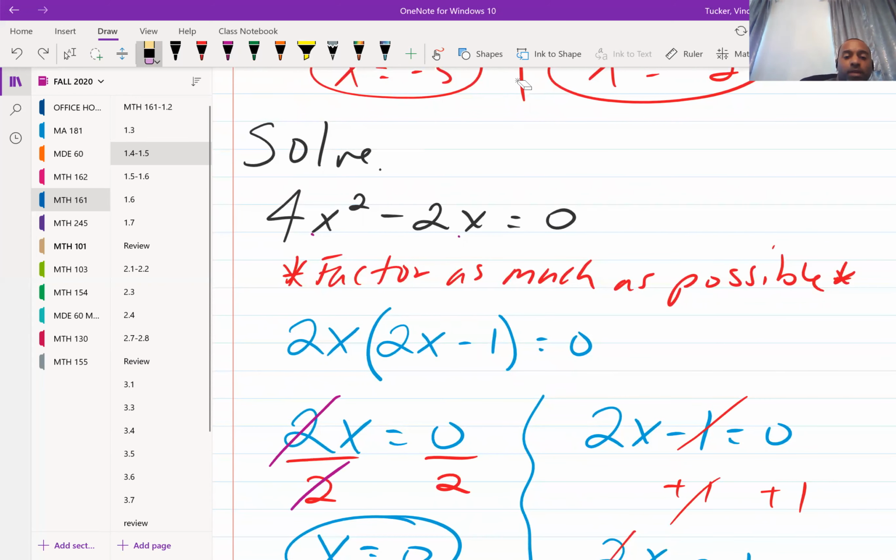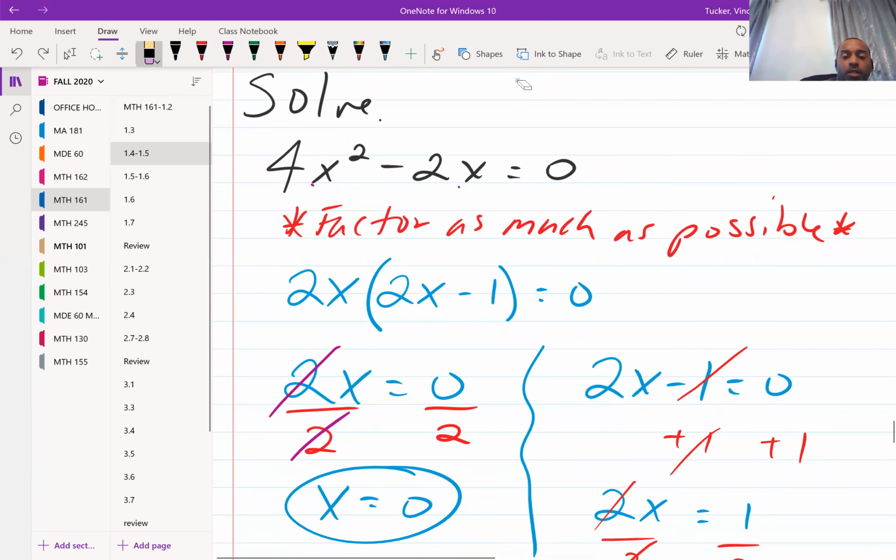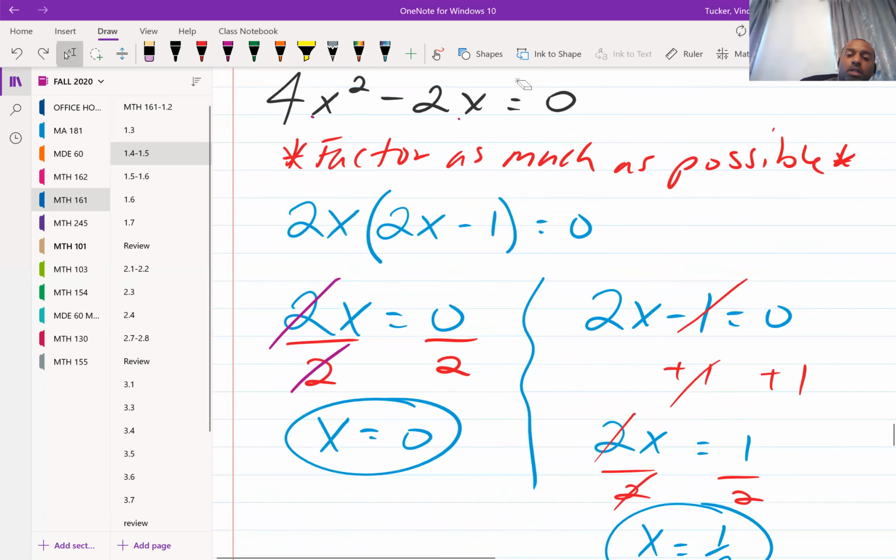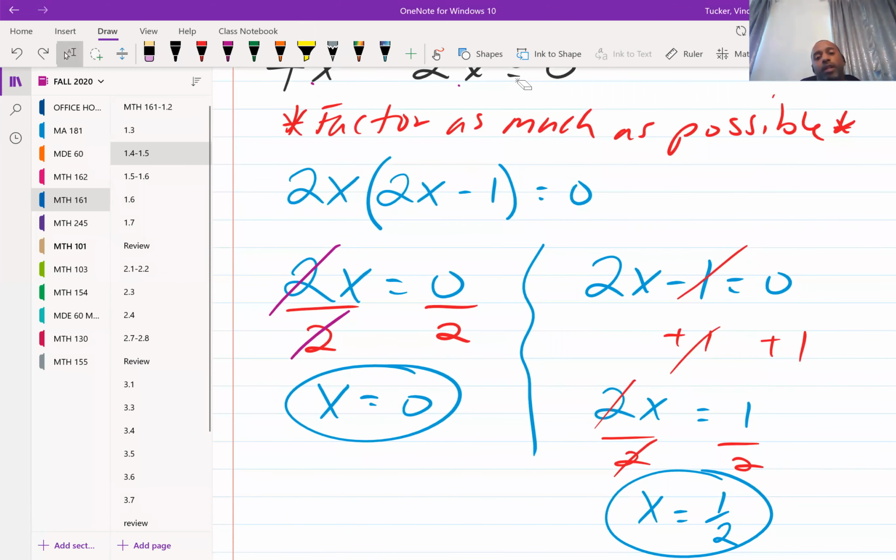So in the first one, I'll divide both sides by 2. X is equal to 0. And then in the next one, I'll add 1 to both sides, then divide by 2, and x is equal to 1/2. So both of those will be my solutions.